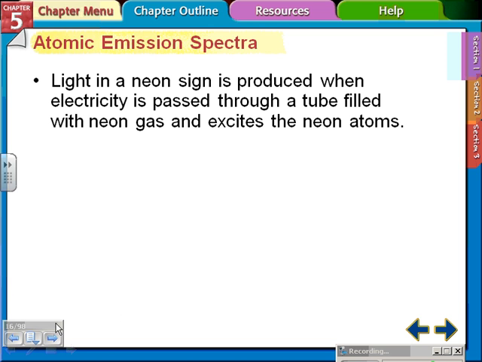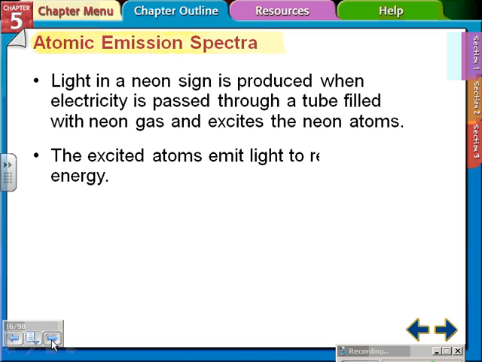And this is light in a neon sign. It is produced when electricity is passed through a tube filled with neon gas. It excites the neon atoms. When those atoms get excited, their electrons jump to what's called a higher energy state. When they fall back down to what's called their ground state, energy is emitted in the form of light. And each atom has a unique spectrum. So neon signs look red. Other gases of other elements give off other colors. If it's not a red sign, it's not a neon sign. It's some other gas that's inside those tubes.